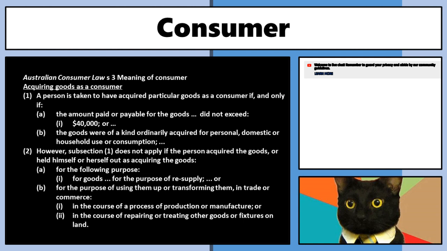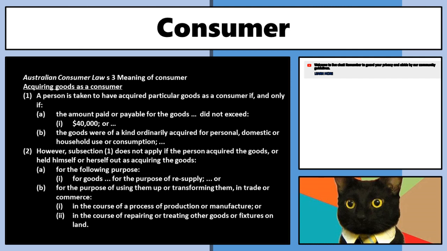But note here that if you are a business and you rock up to Officeworks, you are also protected under the consumer guarantees. And that kind of makes sense, because if I'm getting a stapler from Officeworks, it's so dumb to have a different set of rules depending if I'm buying it to use in my business for stapling things, as opposed to me using it privately to staple things. It's a really dumb system to have that.